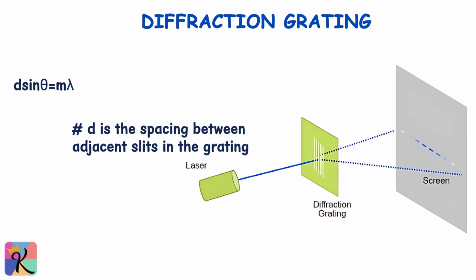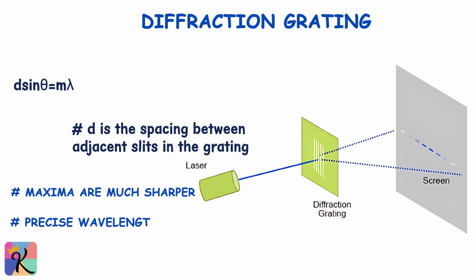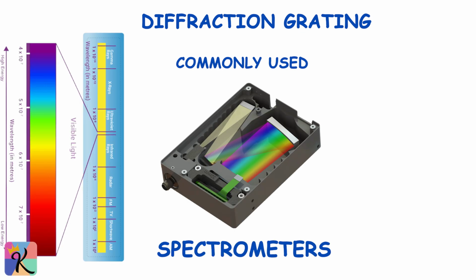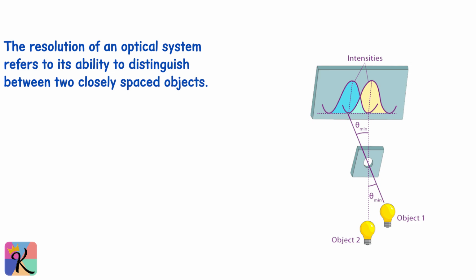The multiple slits cause the light to interfere in such a way that the maxima are much sharper, making diffraction gratings ideal for applications where precise wavelength measurements are needed. Diffraction gratings are commonly used as spectrometers to resolve the wavelength of light into its components, allowing for detailed spectral analysis. The resolution of an optical system refers to its ability to distinguish between two closely spaced objects.